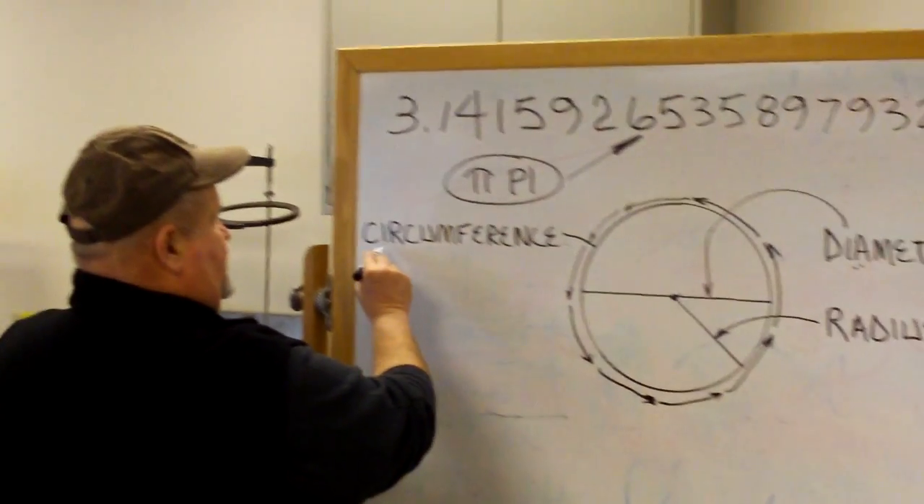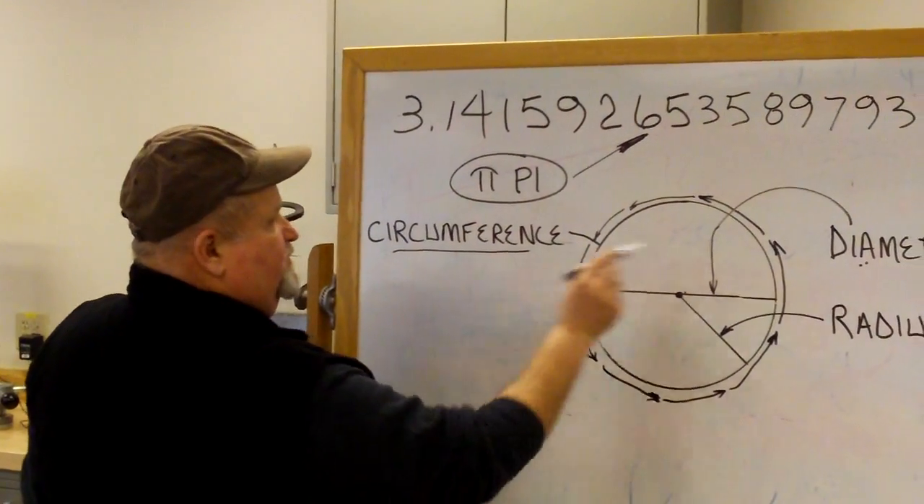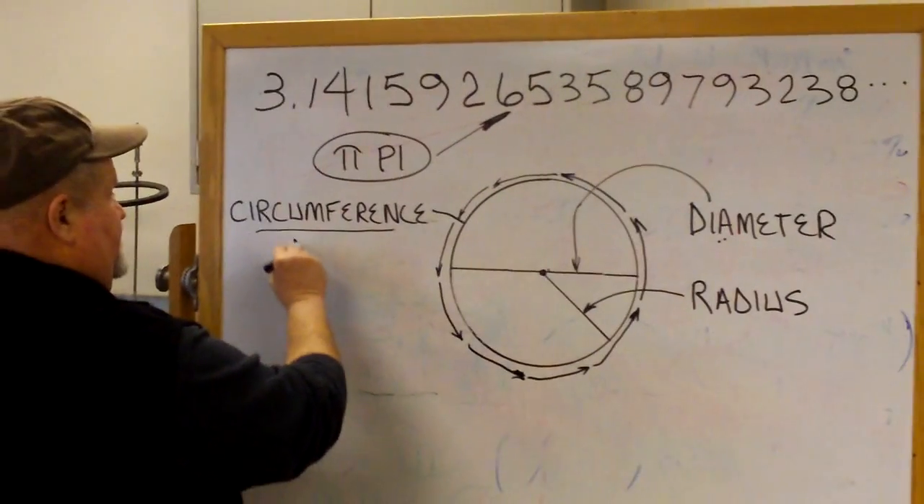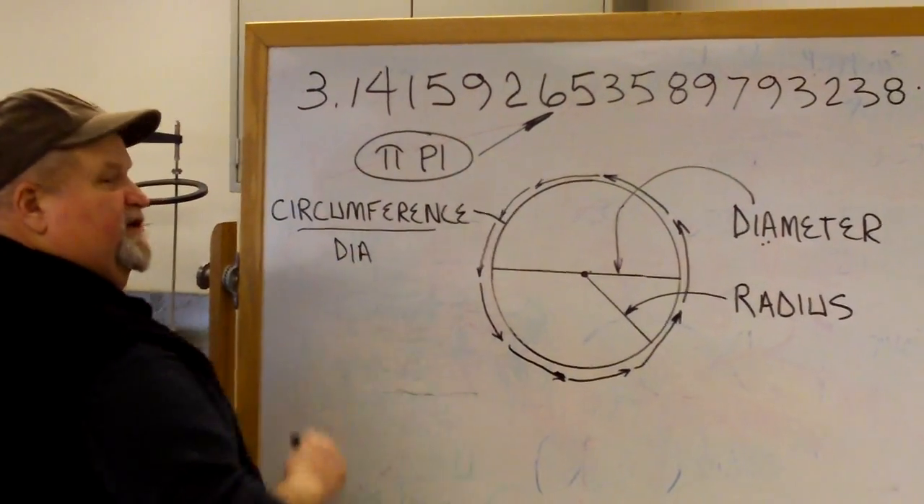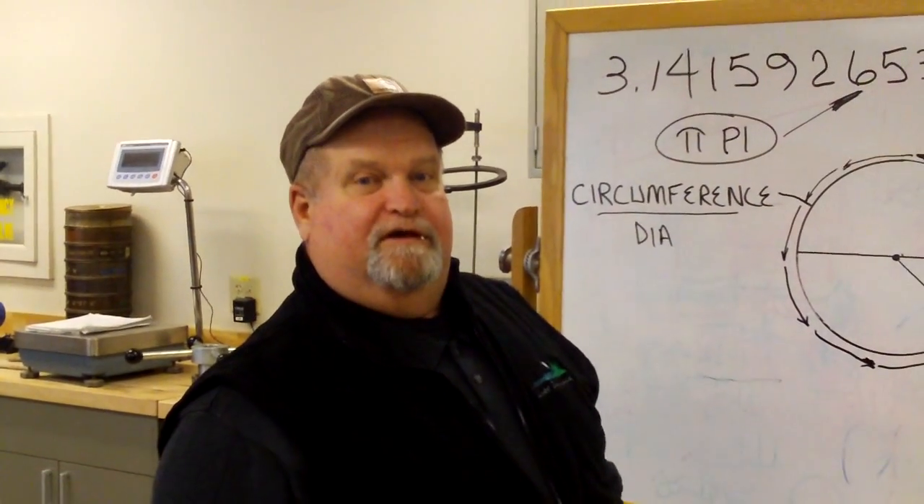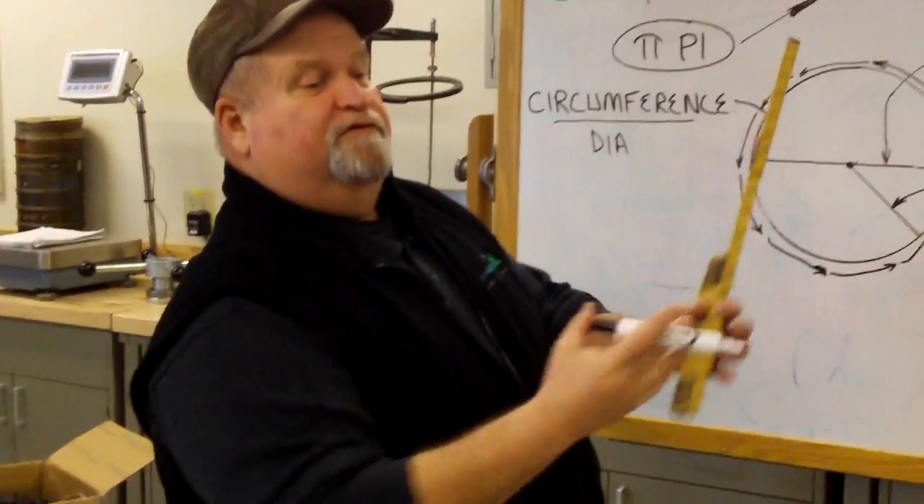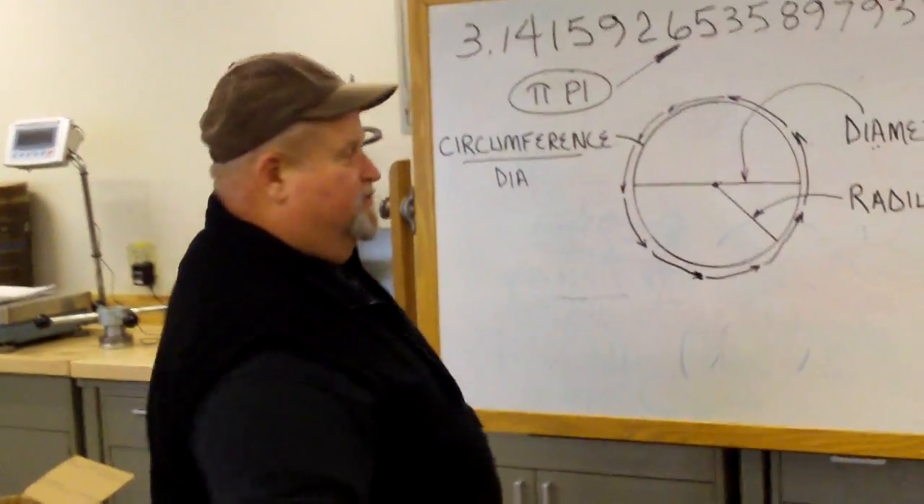All right. If you take the circumference and divide it by the diameter, divide just means like if you have an apple and you have a friend and you want to cut it in half, you just divide it in two so you can share it with your friend.